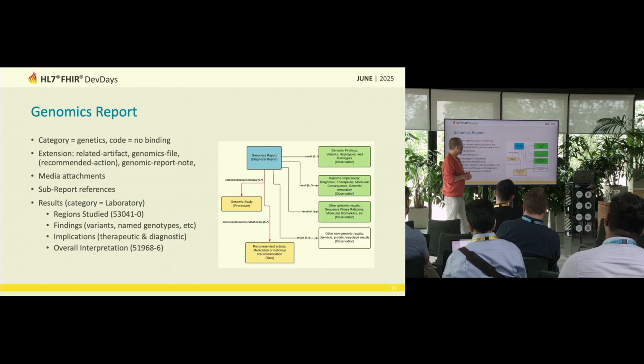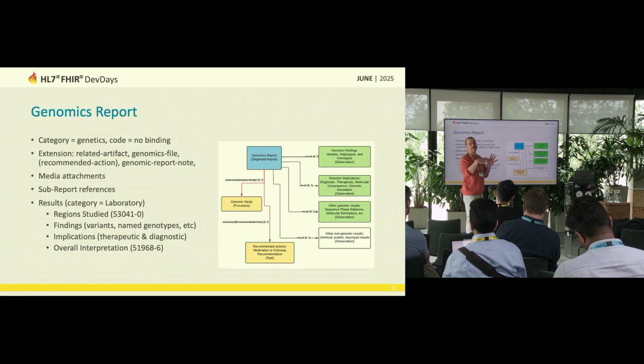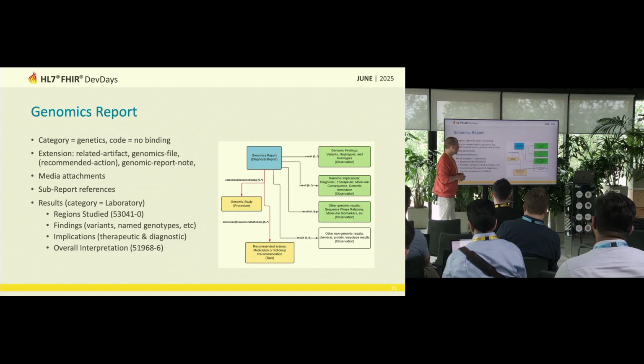The genomic study, I will talk about this later as well, is a profiled procedure. Genomic study is a resource introduced in R5. Our report IG is still on R4 because most of the implementers are still using R4, and therefore we created a backport as a profile on procedure. And we have an extension for recommendations, recommended actions. This could be a follow-up recommendation or some medication recommendations.